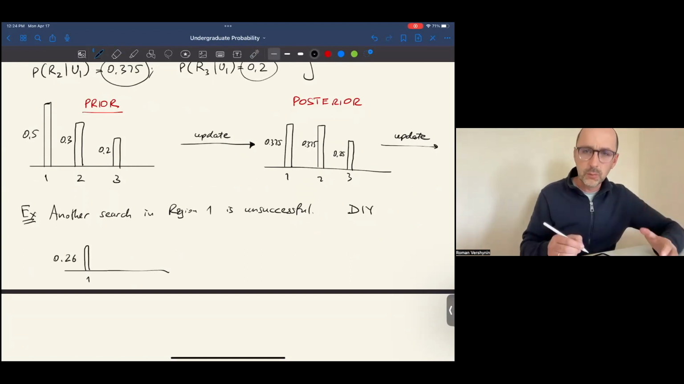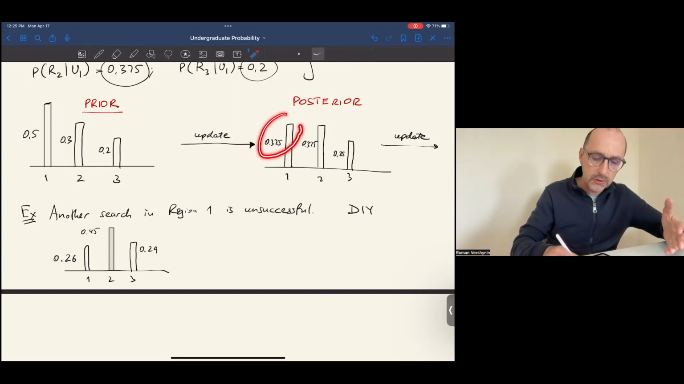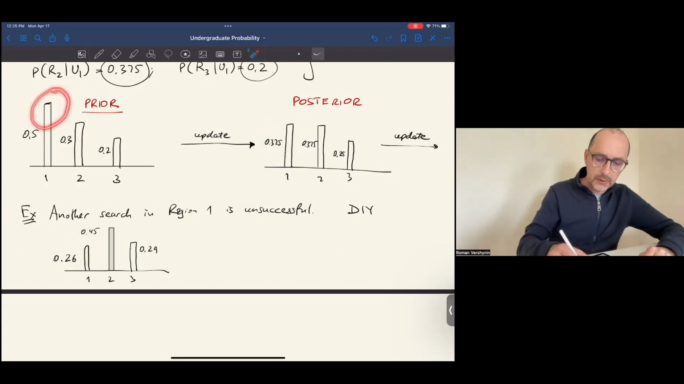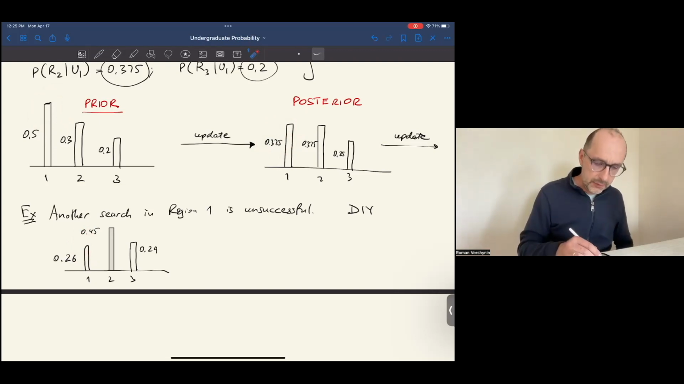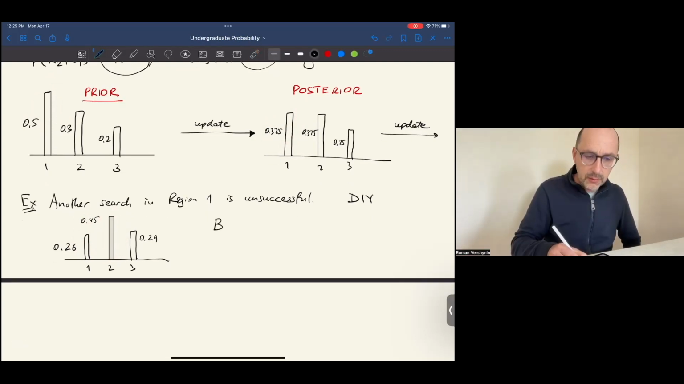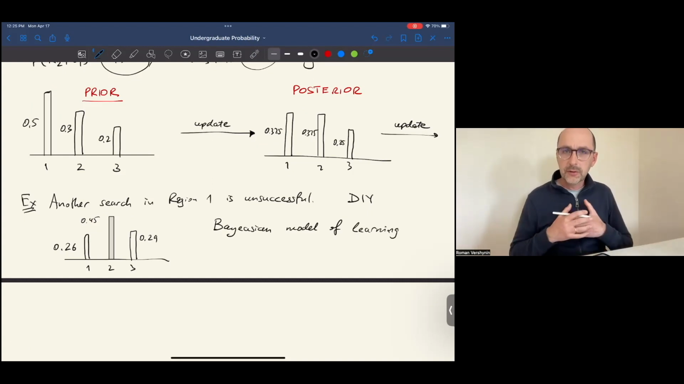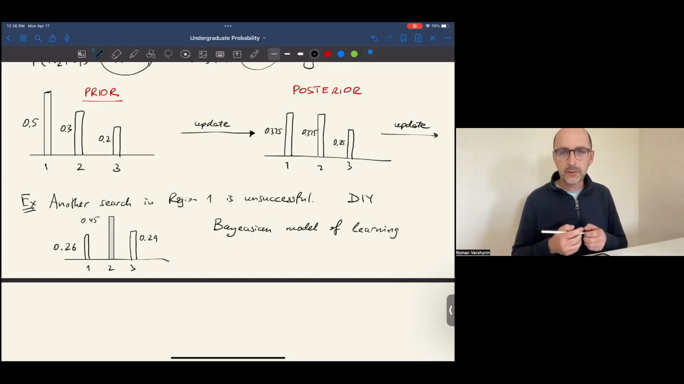What you should get is these new probabilities. The probability that the hiker is in region 1 gets updated to 0.26. Region 2 will be 0.45. And region 3 will be 0.29. Notice how our belief that the hiker is in region 1 got further decreased. The first search decreased its probability like this, and the second unsuccessful search decreased it to that. You can iterate it again and again. Now you may want to send the team to region 2, and you can do it yourself. What we just did is called the Bayesian model of learning, which allows us to update our beliefs about various things in our life based on our experience.